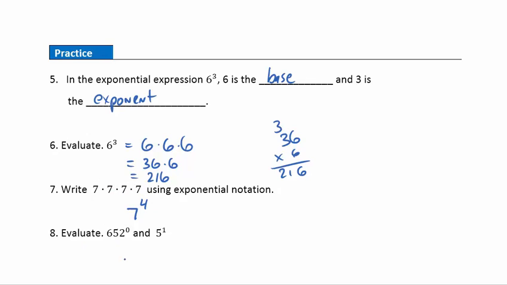All right, question 8. Looks like we got two parts here. 652 to the 0 power. Well, any number to the 0 power is just going to be 1. And then 5 to the 1st power, any number to the 1st power is just that number. So that's going to give us 5.